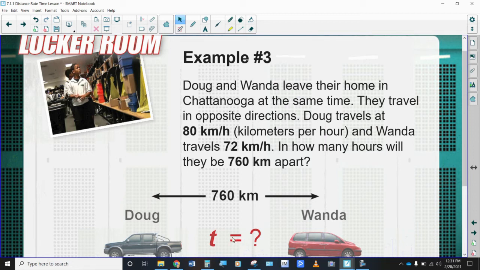Like if Wanda was just standing right in front of her house and Doug took off going 80 miles per hour, or 80 kilometers per hour, and he's going at 80 kilometers per hour away from her, right? Same thing. If Doug is standing there and Wanda travels at 72 kilometers per hour, then just standing there, he's motionless. She is traveling at 72.